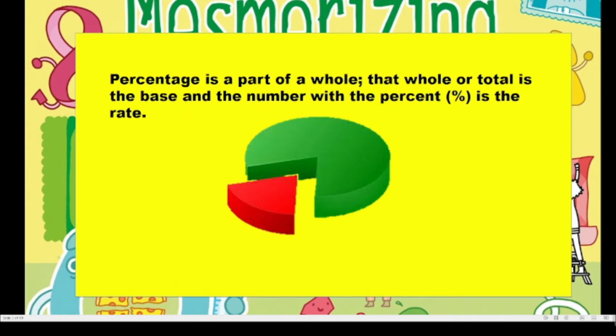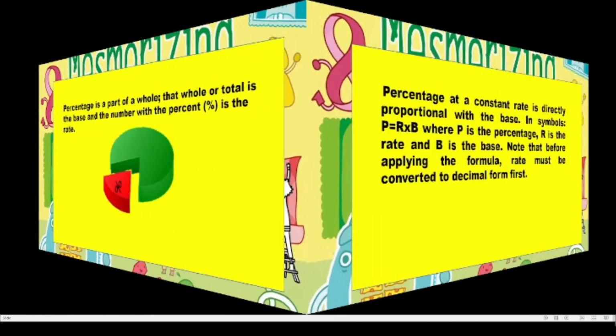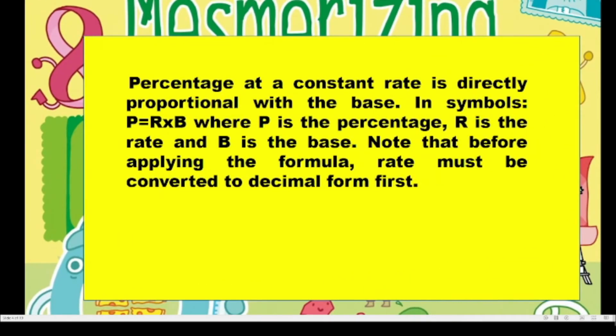Percentage is a part of a whole. The whole or total is the base, and the number with the percent is the rate. Percentage at a constant rate is directly proportional with the base. In symbol, P is equal to R times B, where P is the percentage, R is the rate, and B is the base. Note that before applying the formula, rate must be converted to decimal form first.